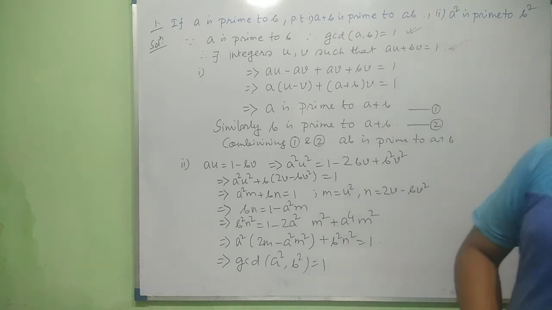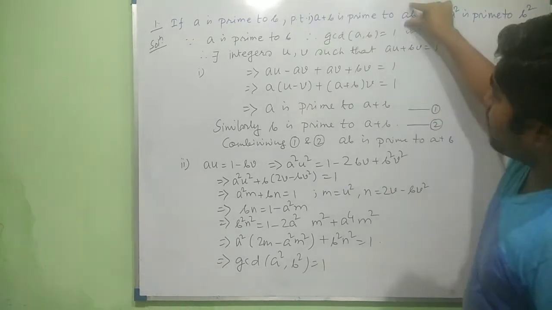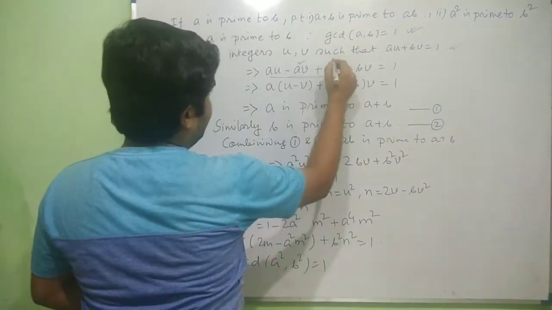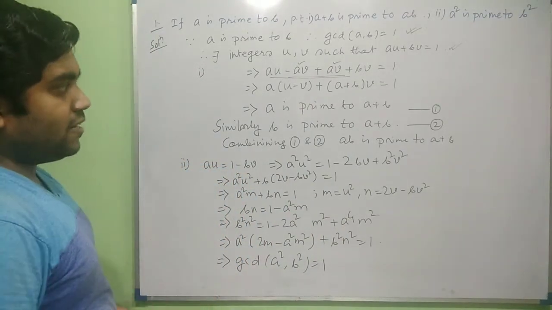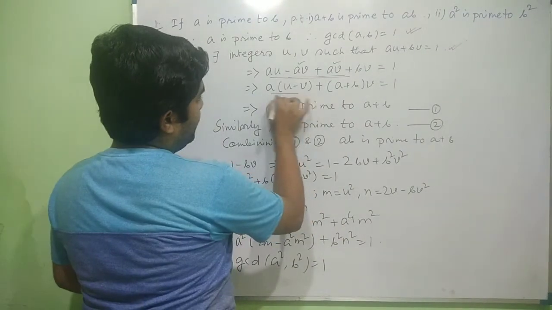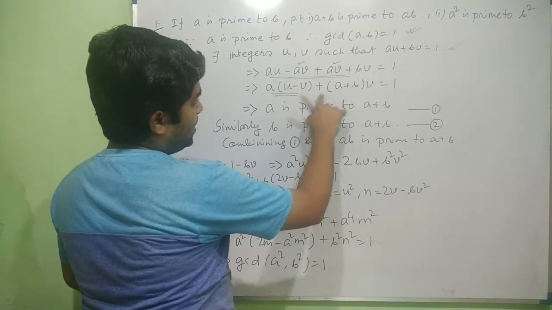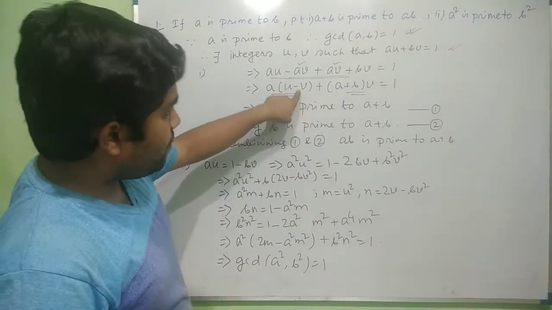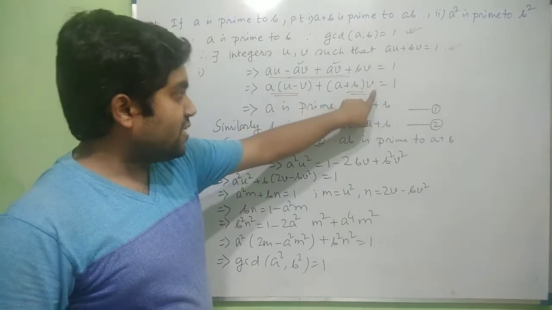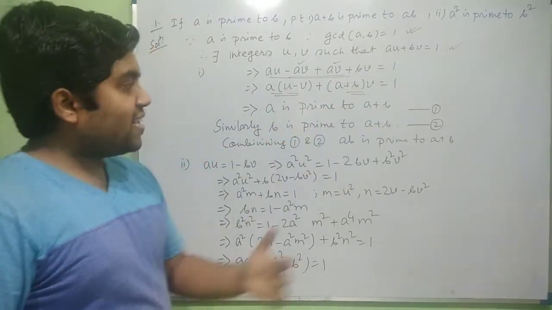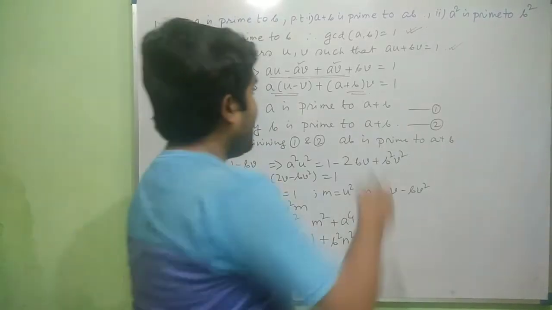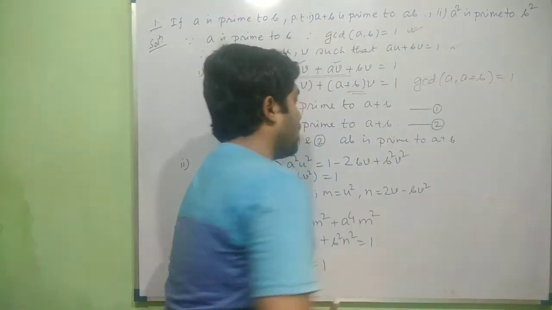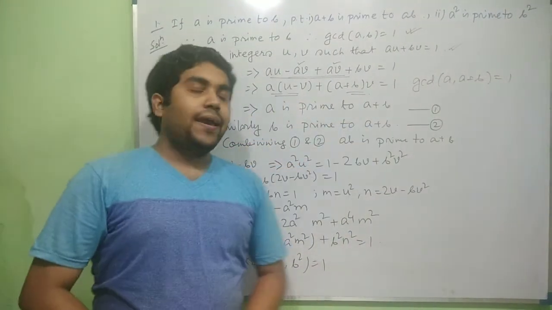Now we are going to prove A plus B is prime to AB. For that, we introduce minus AB plus AB, which is ultimately 0, and taking common factors we obtain A into (U minus V) plus (A plus B) into V. From this relation it is clear that U minus V and V both are integers. From this result we can state that the GCD of A and A plus B must be equal to 1, which implies that A is prime to A plus B.